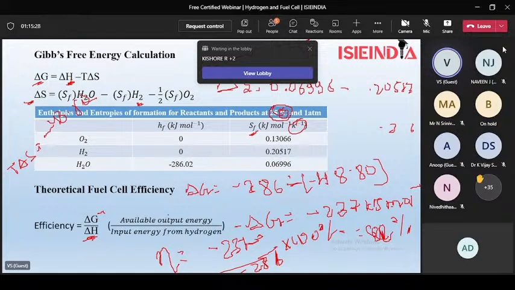So if we take the practical and theoretical, everything we consider is ideal, so there is no loss. And we got the efficiency theoretically is about 82%. So this was the method how we calculate the efficiency of the fuel cell. Now I will be coming to the different types of fuel cell.